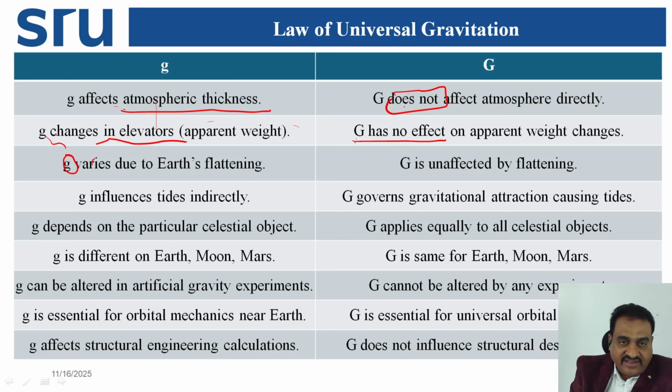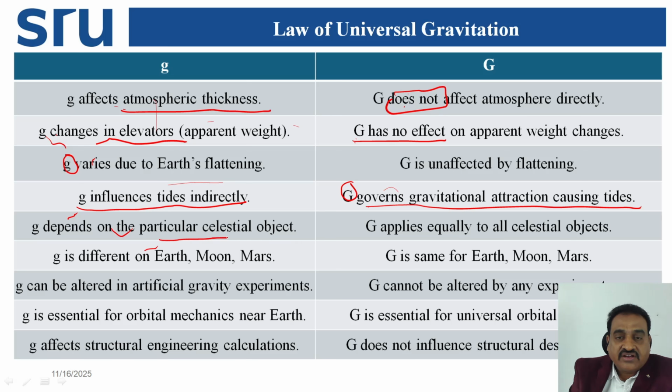Acceleration due to gravity varies due to the Earth's flattening. G is unaffected. So small g influences tides indirectly. Capital G governs gravitational attraction causing tides. Small g depends on the particular celestial object. Capital G applies equally to all celestial bodies.